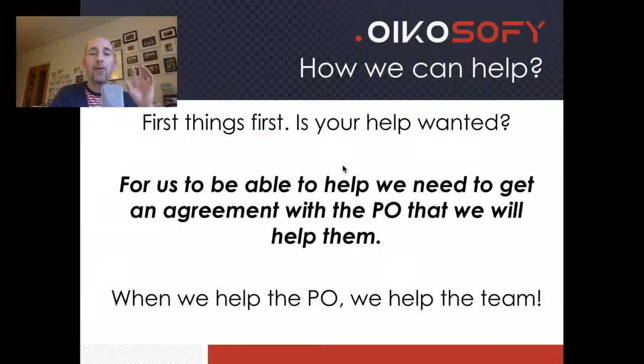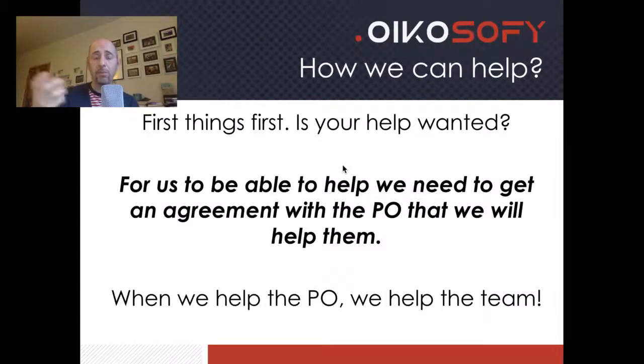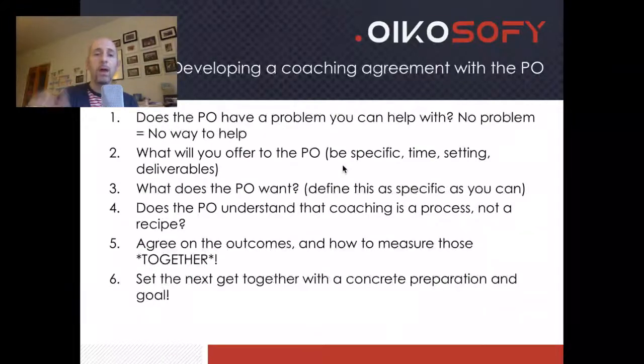But first things first. How can you help a product owner if they don't want to be helped, right? So first step, they need to want to be helped. And for us to be able to help, we need to get an agreement that we can coach them. We need to get an agreement that they will listen to us, but also that they are not expecting us to give them the recipe, but that they are fully engaged in the process of learning. So when we help the PO, don't forget we're helping the team. So it's important that we set this agreement with the PO, and the agreement, as you would expect for Scrum Masters and Agile coaches, is a coaching agreement with the product owner.